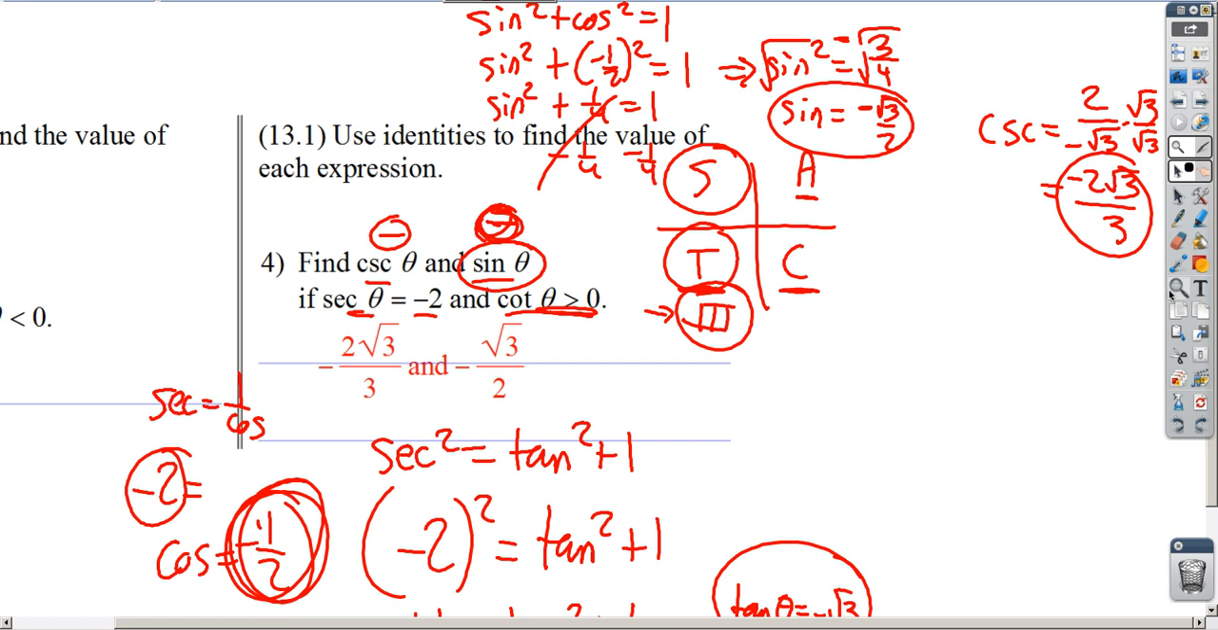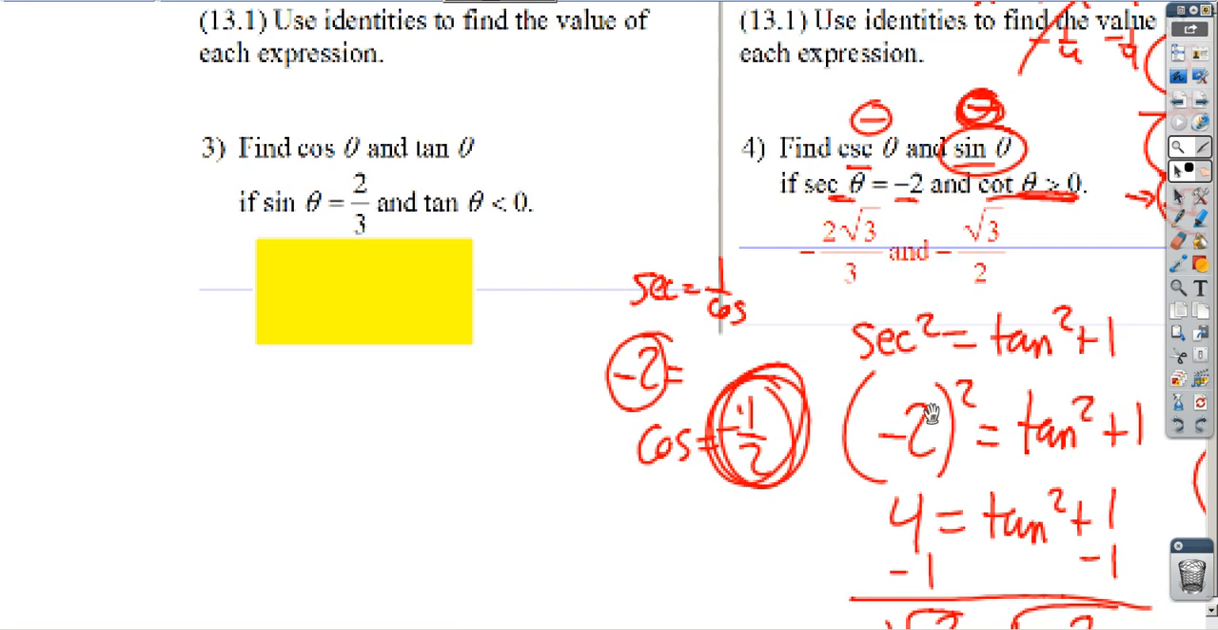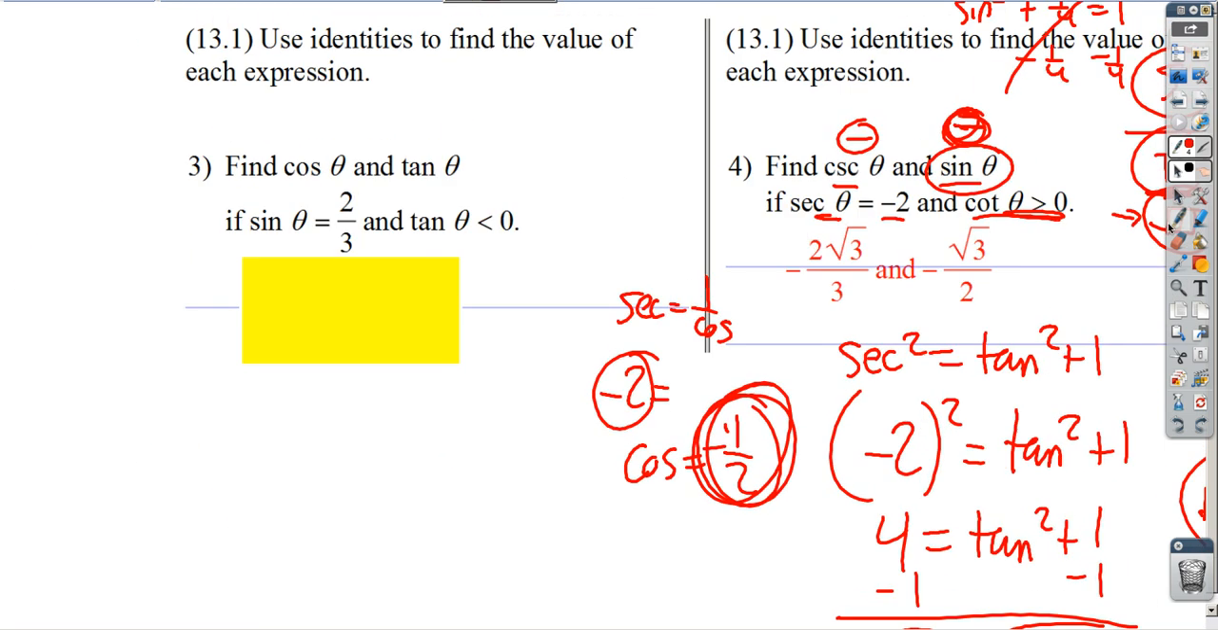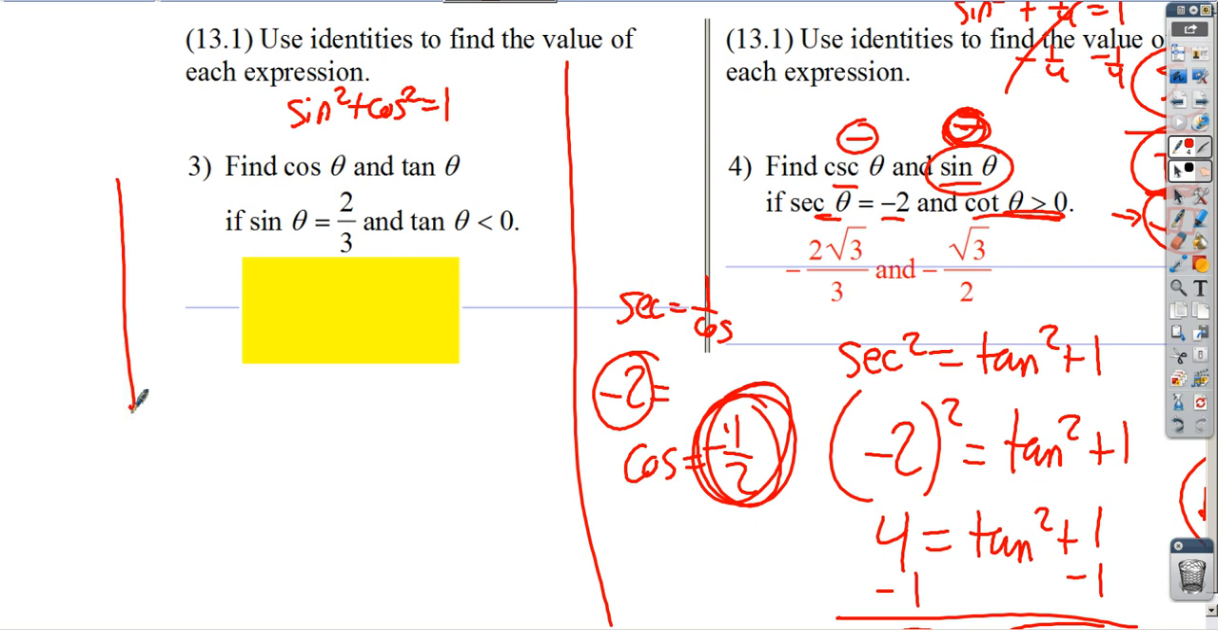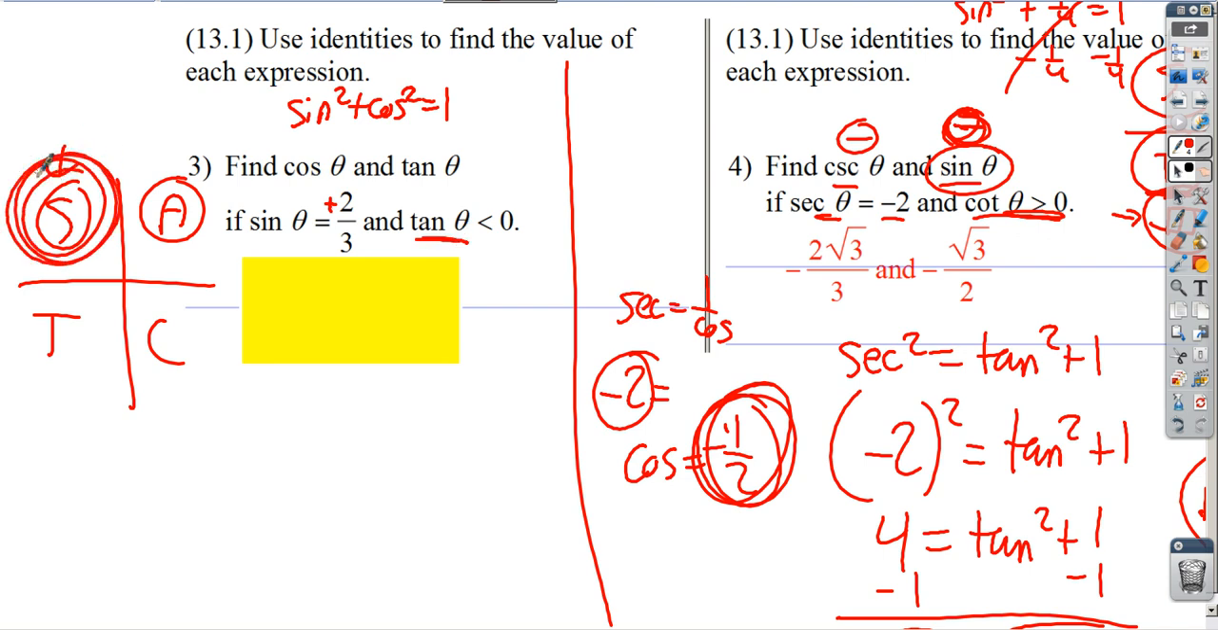There's our two answers. Let's just do number 3 since it's here in front of us. Find cosine given sine. Since we're given sine and want to find cosine, we're going to use this identity that has both of them in it. Okay, and let's decide again which quadrant we're in. So sine is positive 2/3. That means either in the 1st or the 2nd is where we have to be. Tangent is negative though, and tangent is negative in this quadrant. So we're in the 2nd quadrant where tangent is negative and cosine is negative.